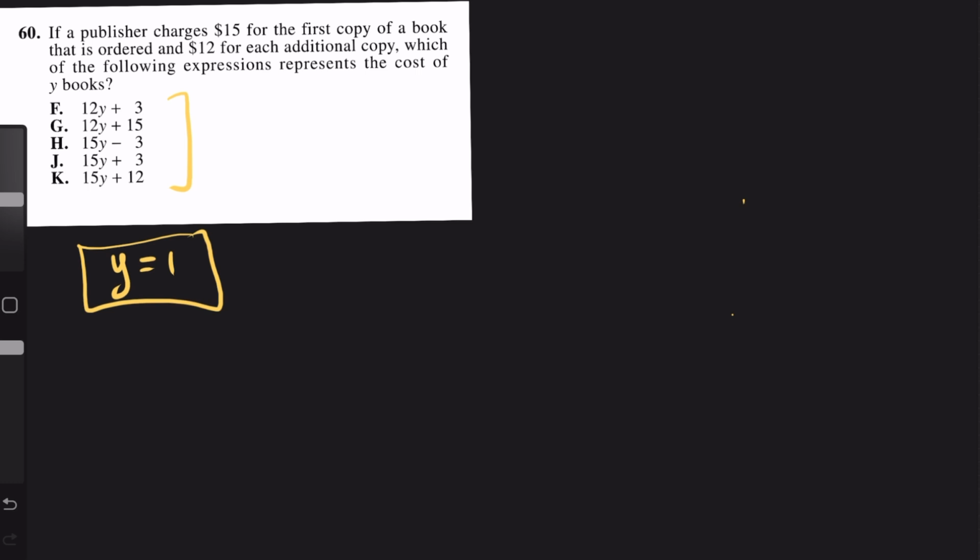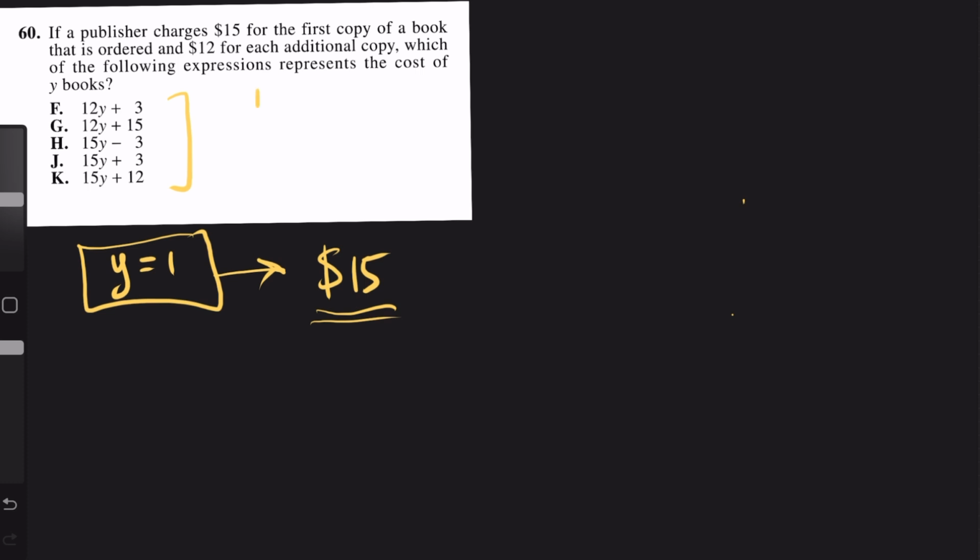In this case, what it says here is that the publisher will charge you $15 for the first copy of a book. If you consider this, you would not expect that the publisher will be charging you $12 for an additional copy because you are not asking for that. That means that the right equation should provide you with this answer, $15, whenever y equals 1. So let's see which of these gives that value.